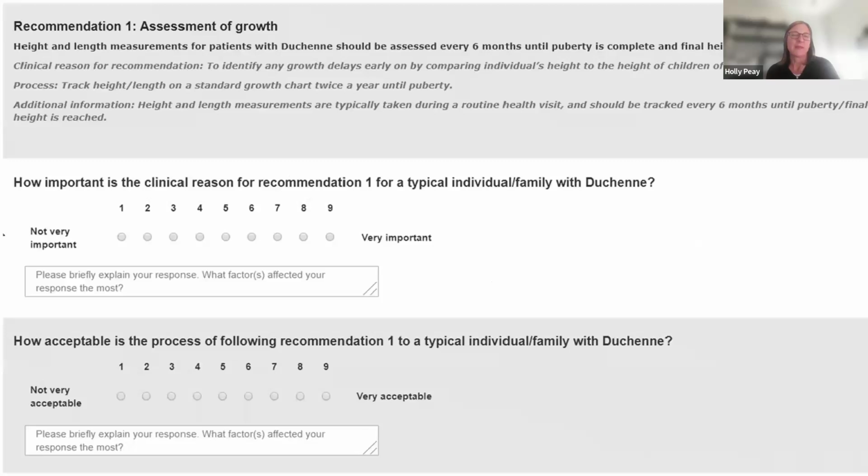So just a little, I think people sometimes feel Delphi feels quite broad. And so this gives you a little bit more detail about how we get this evidence. And this was in round 1. This is an example of an item that people saw as they participated in this process. The focus here is on importance of a clinical recommendation and the acceptability of a clinical recommendation to people with Duchenne and families of people with Duchenne. And so here we ask patients and caregivers both to do a numerical rating as well as some open-ended responses about why they answered the way they did.